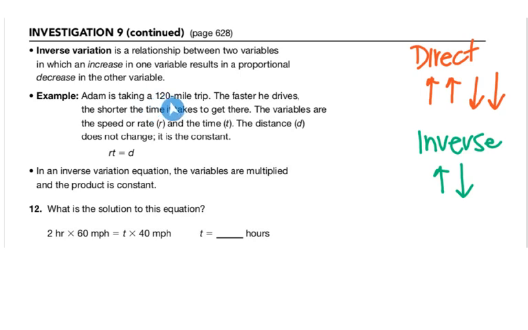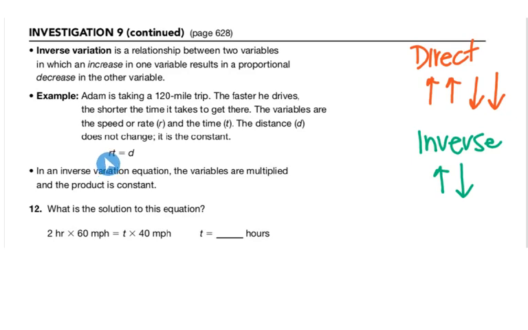Adam is taking a 120-mile trip. The faster he drives, the shorter the time it takes to get there. The variables are the speed or rate and the time. The distance does not change. The distance is the constant, right? So say you're going on a trip, the distance doesn't change. It's going to take the same amount of miles to get from one location to another. Like when you're going to school, right? The distance from your house to the school doesn't change. So you have rate times time is going to equal your distance.